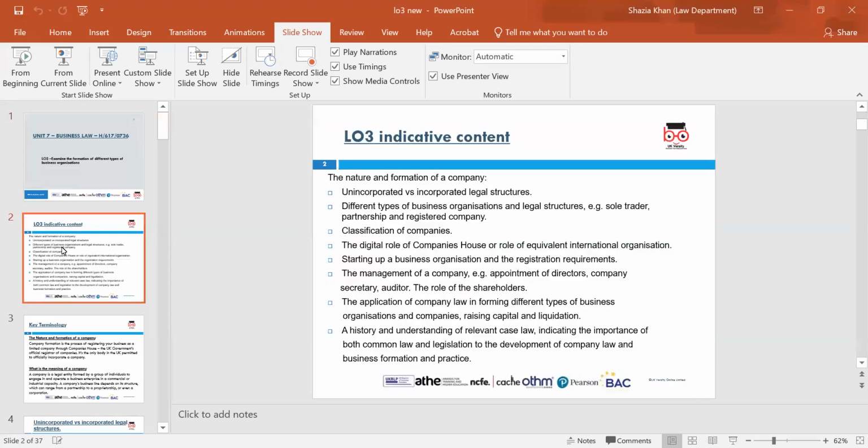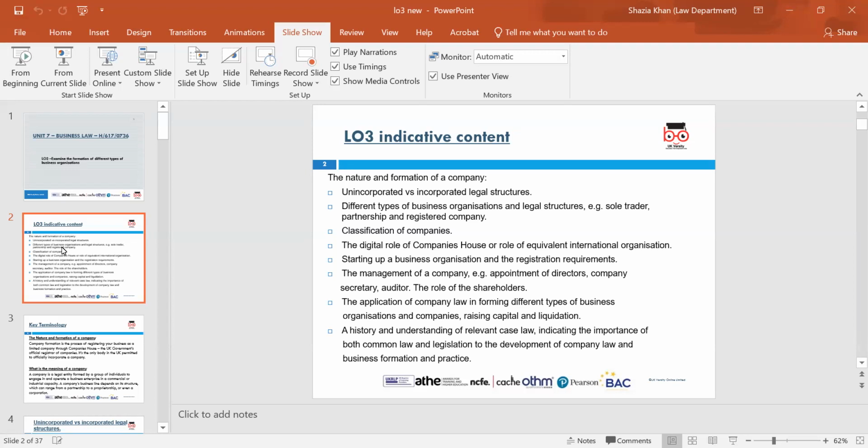So the indicative content today is the nature and formation of a contract or a company. So we're going to look at unincorporated against incorporated legal structures, different types of business organisation and legal structures such as sole trader, partnership and registered company, classification of company, the digital role of Companies House or role of equivalent international organisations, starting up a business organisation and registration requirements, the management of a company, so appointment of directors, company secretary, auditor, the role of shareholders, and the application of company law in forming different types of business organisations, such as raising capital and liquidation.